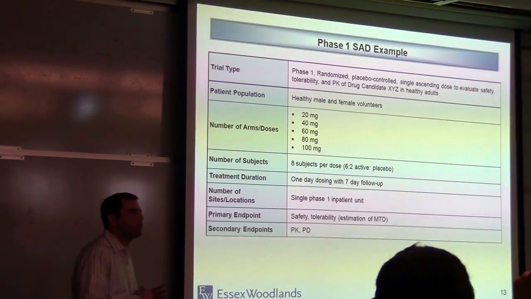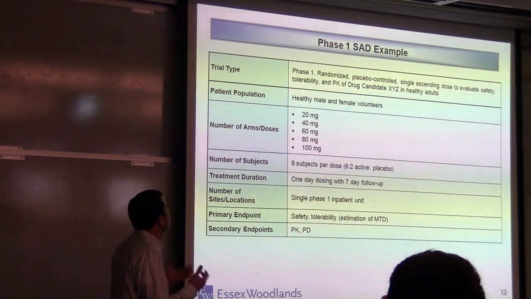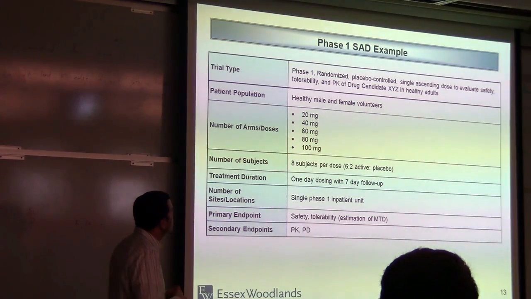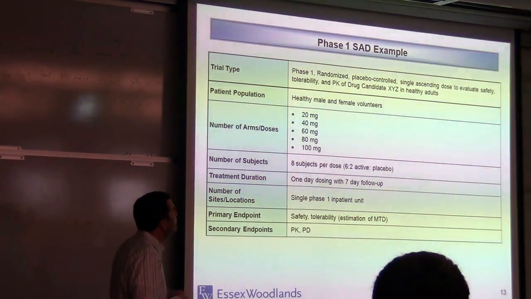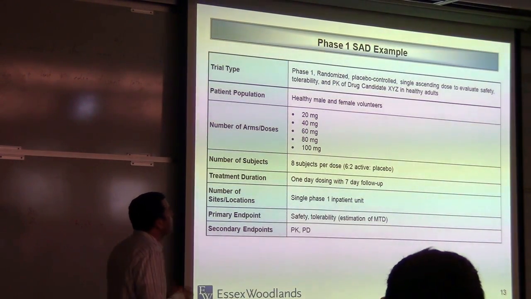So in looking at a typical, and there's exceptions to all of these examples, but this is kind of like what a standard phase 1 SAD study could look like. You're going to randomize the patients. It'll be placebo-controlled, so there will be a placebo in the study. It's a single ascending dose, focuses really just on safety.